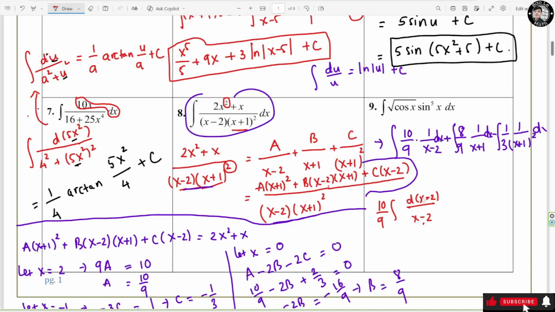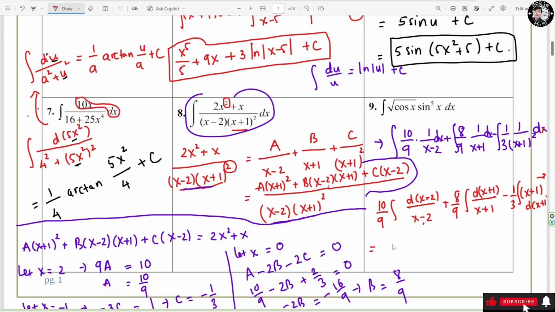Observe that the derivative of s minus 2 is just ds, because the derivative of 2 equals 0. Same thing, I have plus 8 over 9 times the integral of d(s plus 1) over s plus 1. And then this one is negative 1 third. I bring s plus 1 squared to the top so I can apply the power rule, so it will be s plus 1 altogether to the negative 2, and ds is the same thing as d(s plus 1).